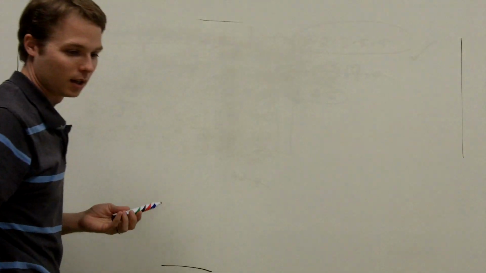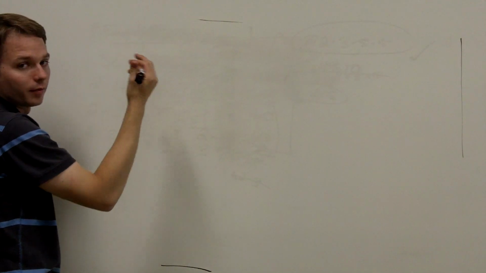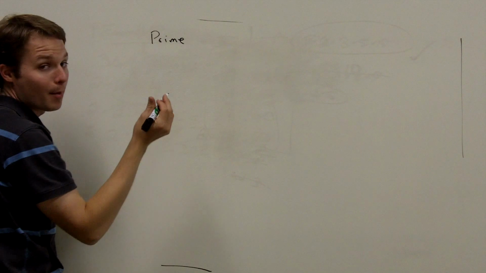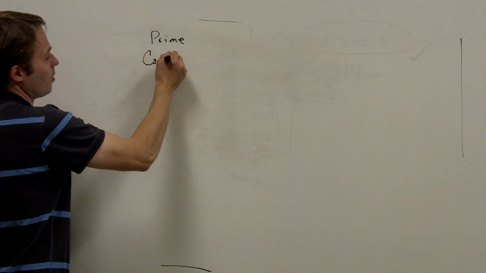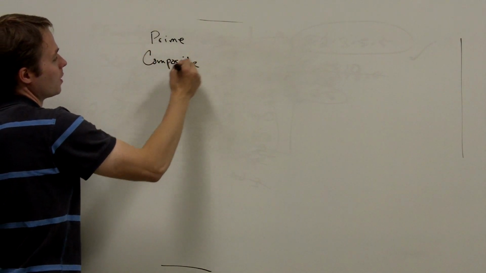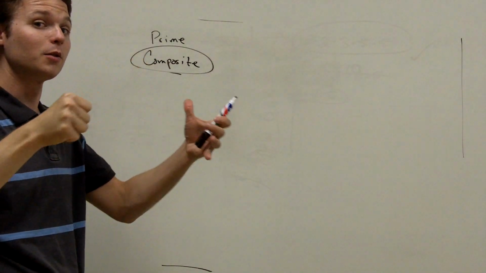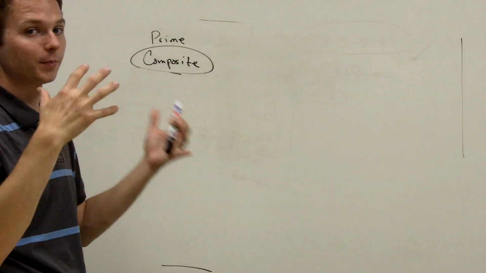I did mention that the numbers that are only divisible by 1 and themselves, we call those prime numbers. The opposite of a prime number is what we call a composite number. So if you ever hear me use this term composite number, that means it's a number that can continue to be broken down. It's not a prime number. It's the opposite.